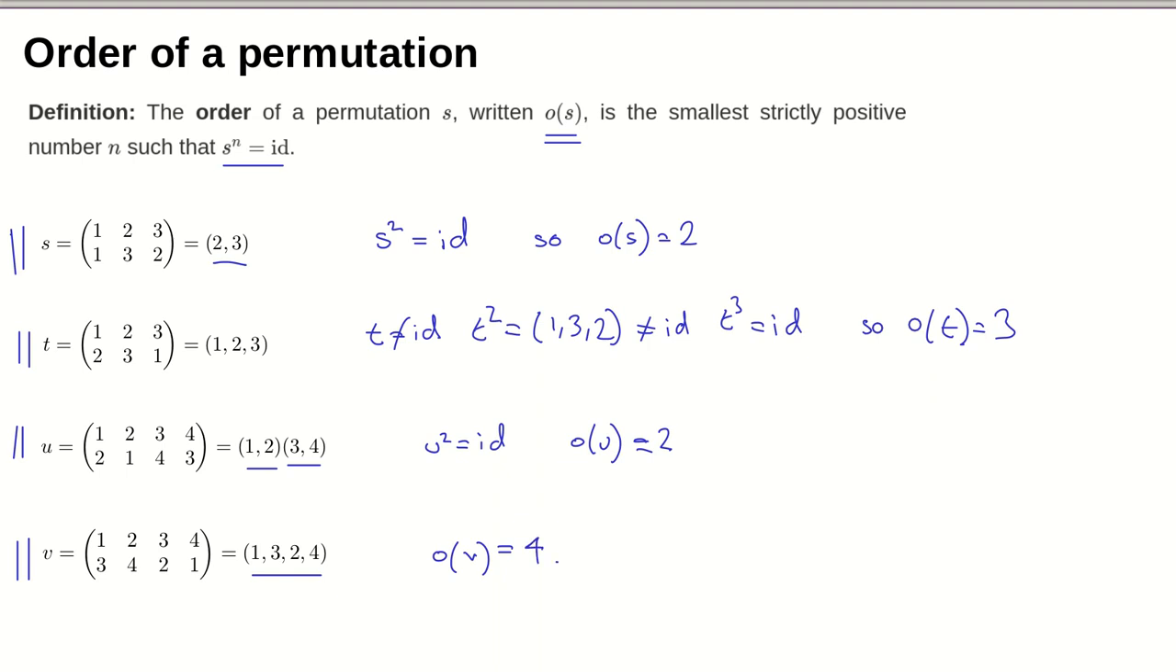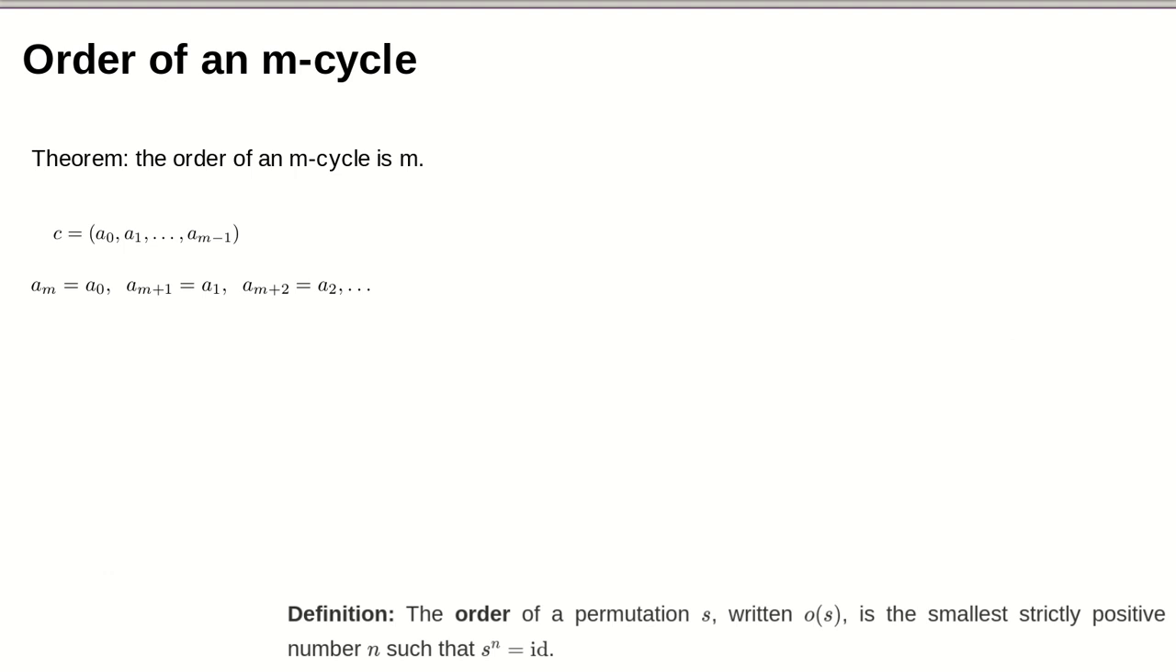Now, we don't really want to have to work out all of the powers of a permutation each time to find out what its order is. So it's helpful to have the following result, which is a theorem about the order of an m-cycle. And what the theorem says is that the order of an m-cycle is m. I'm not going to prove this because it's something you will prove on an example sheet. What I will do is make a few suggestions about how to do this.